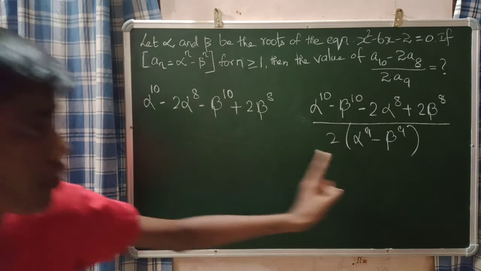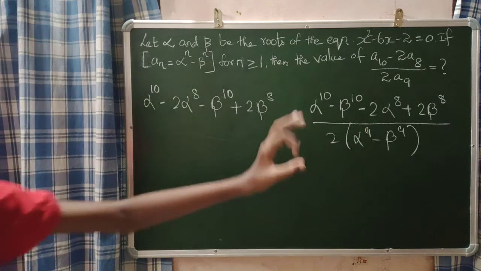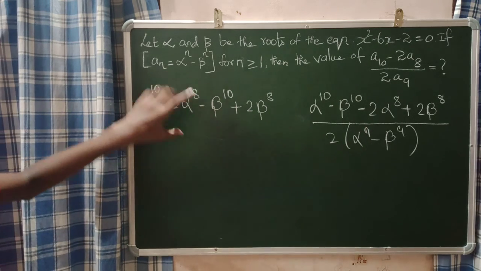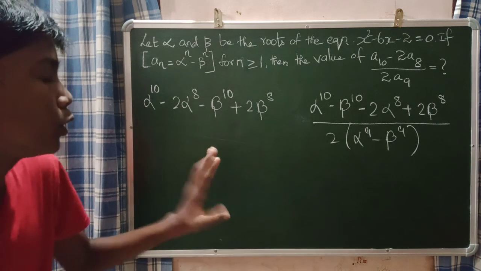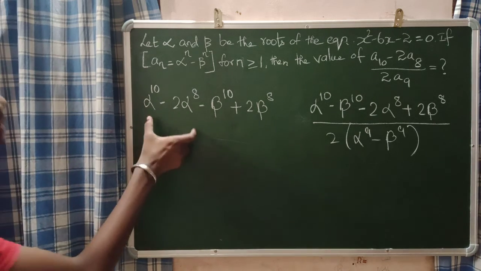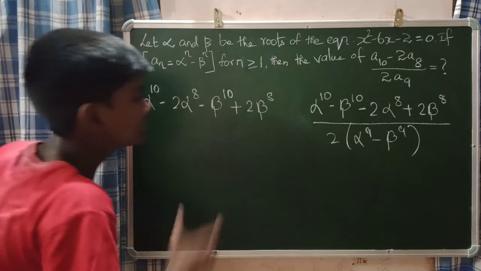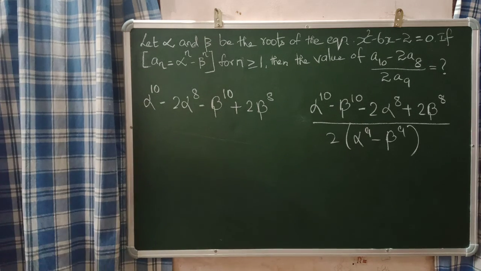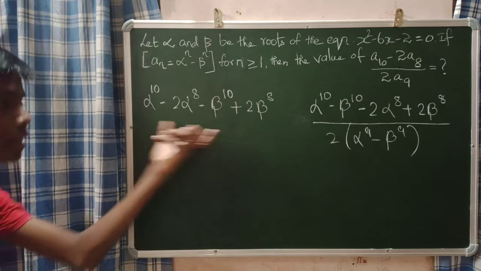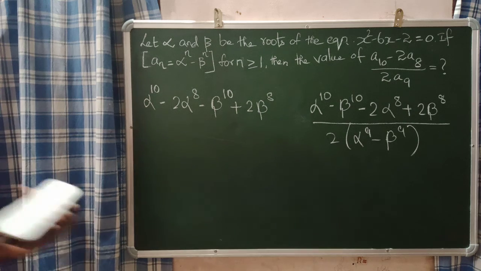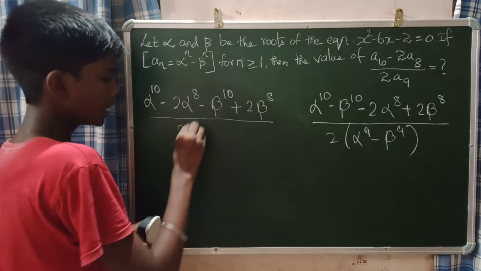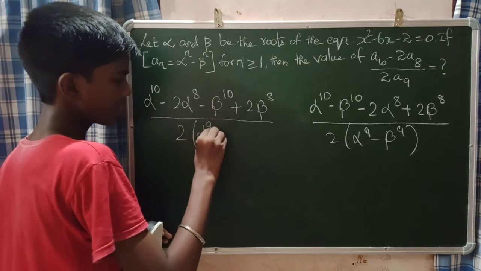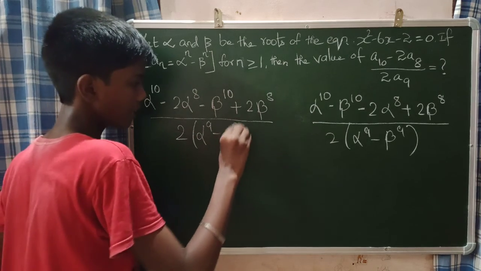Okay, so alpha to the power of 10 minus 2 into alpha to the power of 8. This part, then the next two terms are minus beta to the power of 10 plus 2 into beta to the power of 8. This is in terms of alpha, this is in terms of beta, just segregated. For the first part, alpha; second part, beta. You know these things already. Now, divided by 2 into alpha to the power of 9 minus beta to the power of 9.